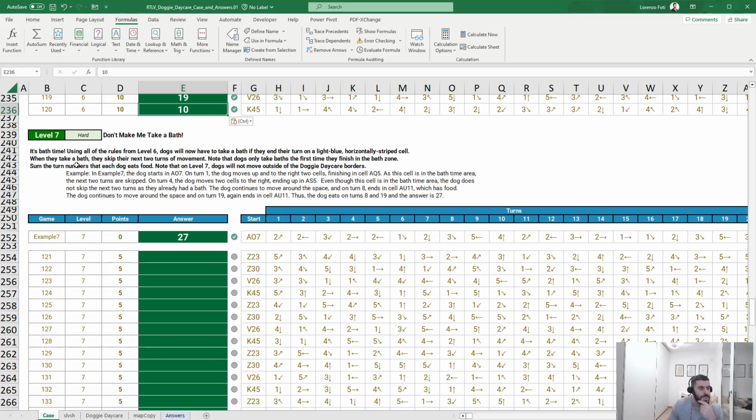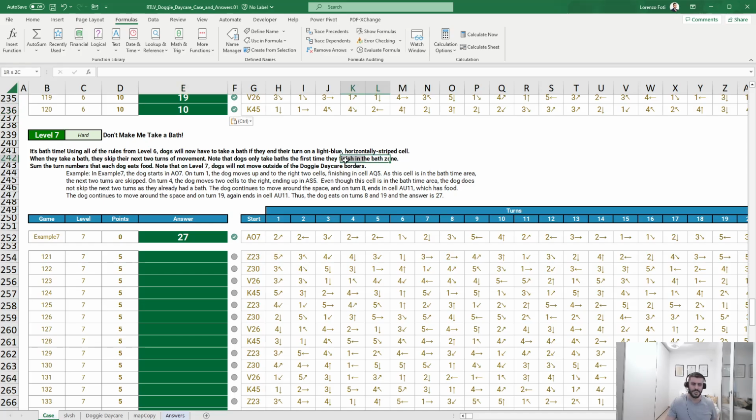Level 7, and that's how far I got during the competition, except for a couple of bonuses. It's bath time. Using all the rules from level 6, dogs will now have to take a bath if they end their turn on a light blue horizontally striped cell. When they take a bath, they skip their next two turns of movement. Note that dogs only take baths the first time they finish in the bath zone.